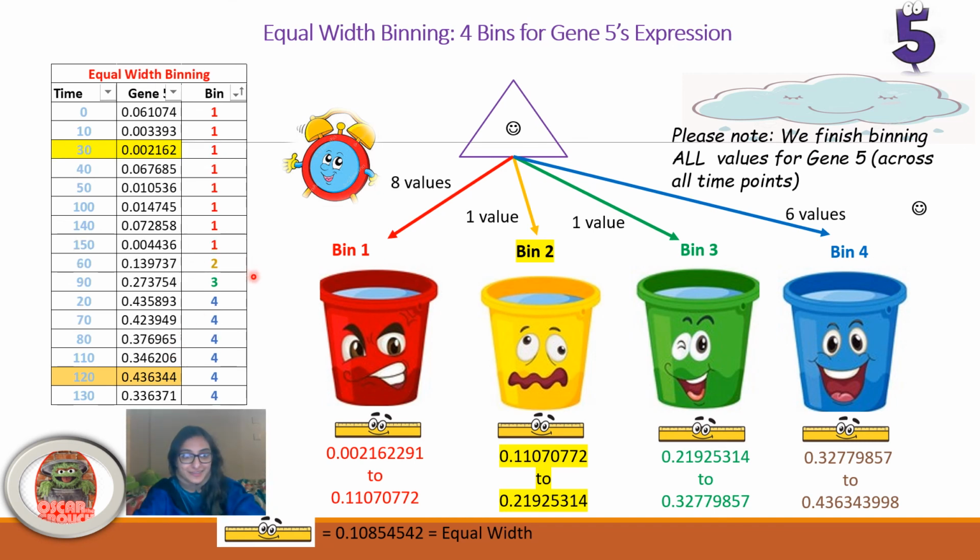So again, this value at time 0.90 is the only one that falls in bin 3, because 0.273 falls between 0.219 and 0.327. So that's why it falls in bin 3. It's the only value. And same with bin 2. It only has one value here. There seem to be a lot in bin 1. I don't know why this bin 1 is still unhappy. And then a little bit fewer, but still quite a bit in bin 4.